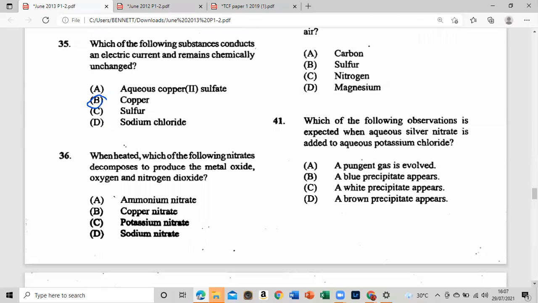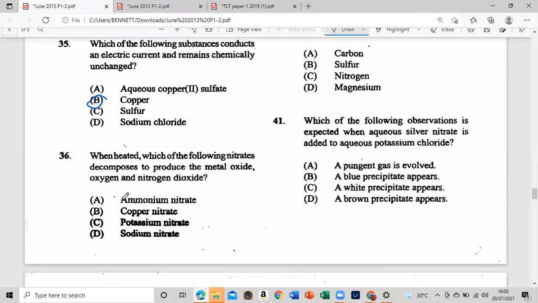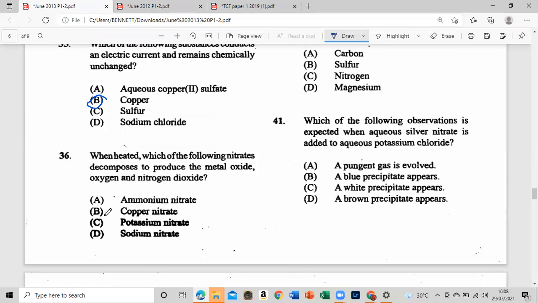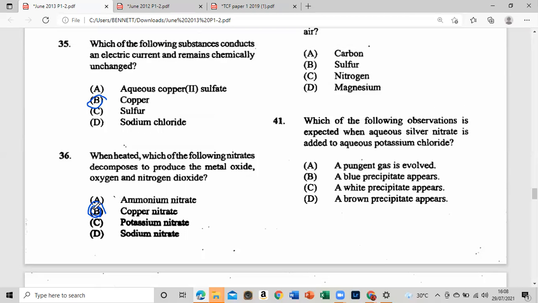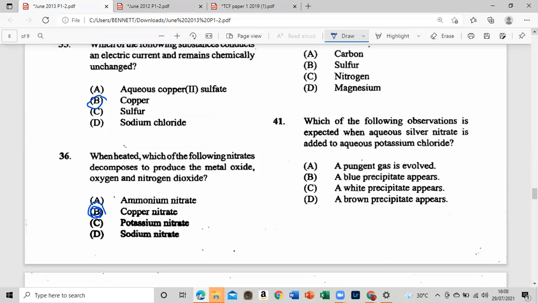36. When heated, which of the following nitrates decomposes to produce the metal oxide, oxygen, and nitrogen dioxide? Is it ammonium nitrate, copper nitrate, potassium nitrate, or sodium nitrate? 36 is copper nitrate. So 36 is B.